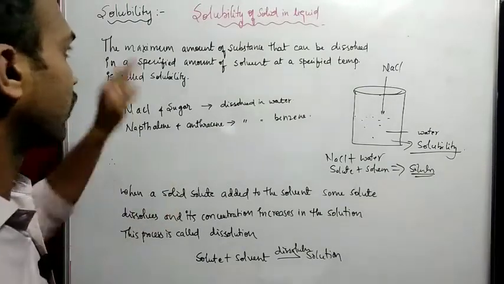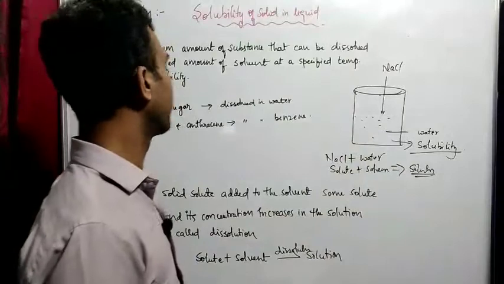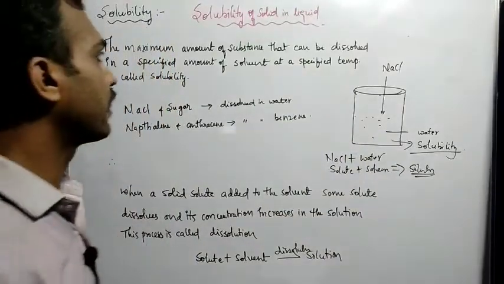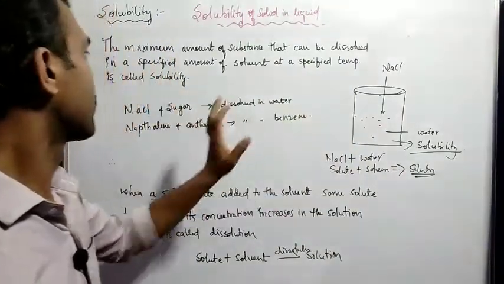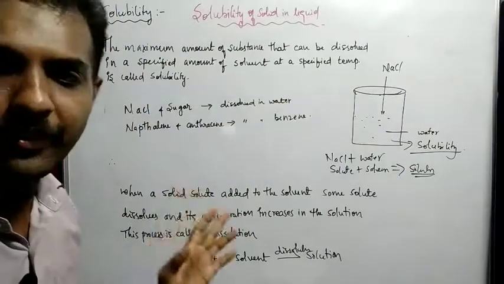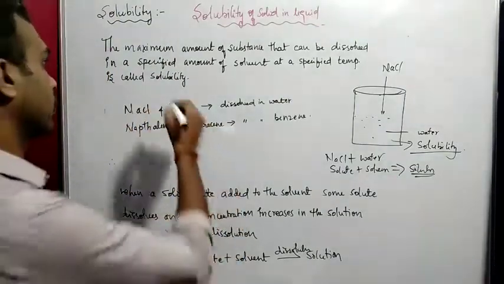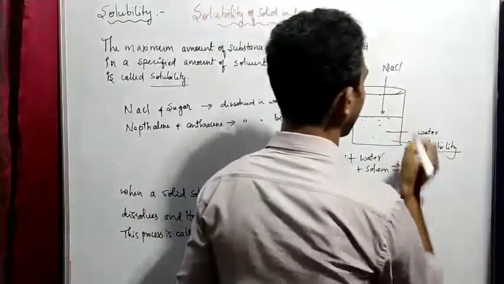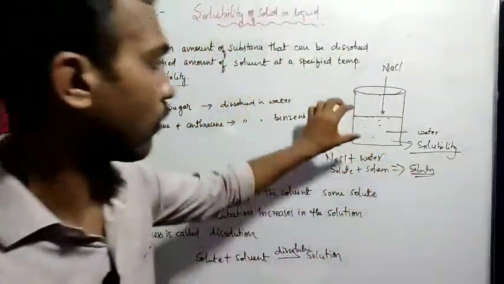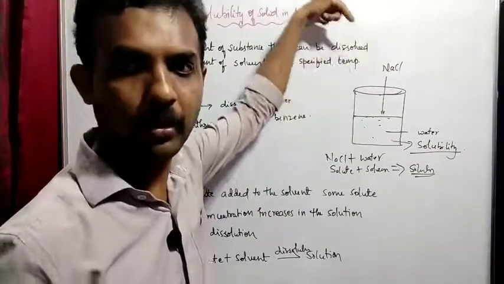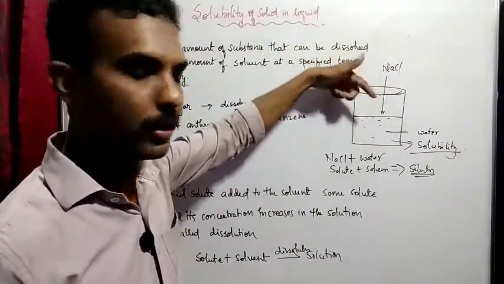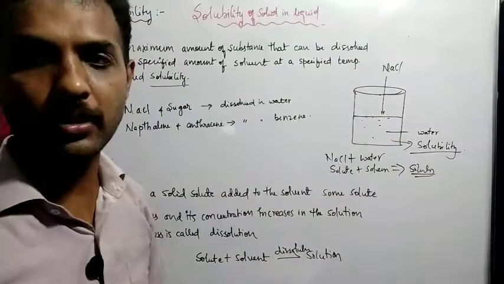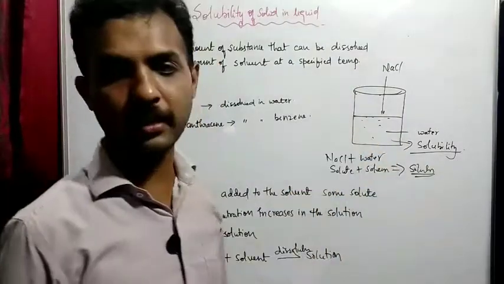Now what is solubility? Solubility is the maximum amount of substance that can be dissolved in a specified amount of solvent at a specific temperature. So we have to take a specific amount of solvent, water. When you add a particular amount of solute and stir it, that process is what exactly solubility is.